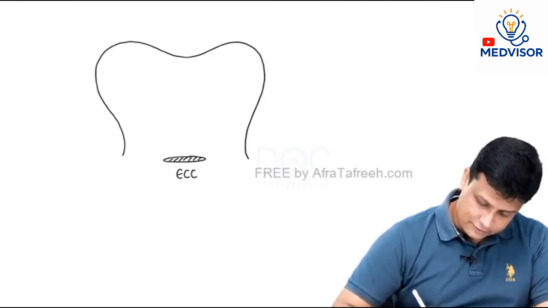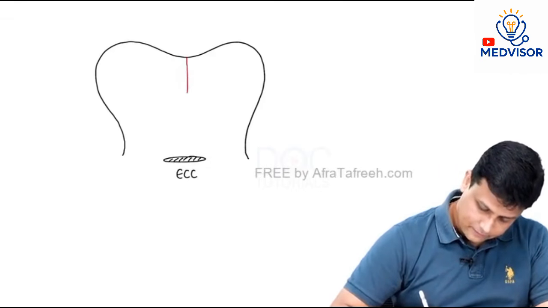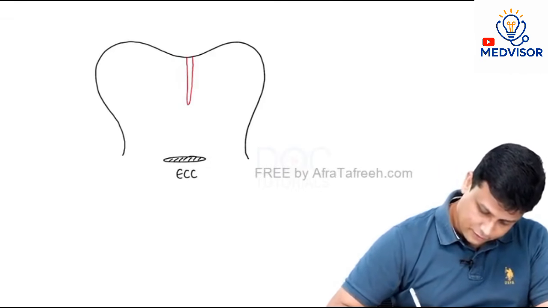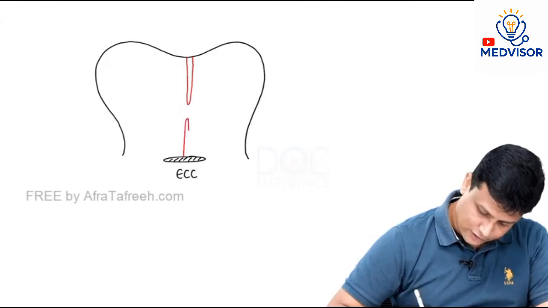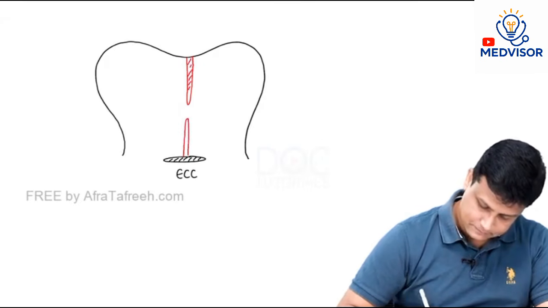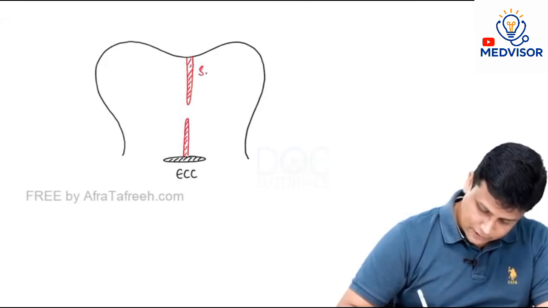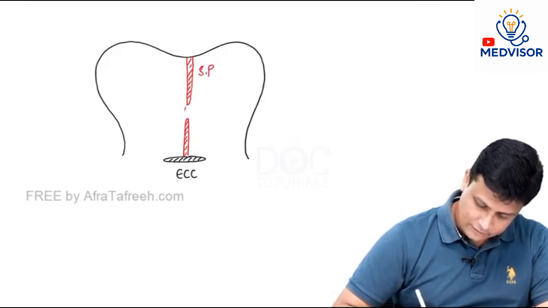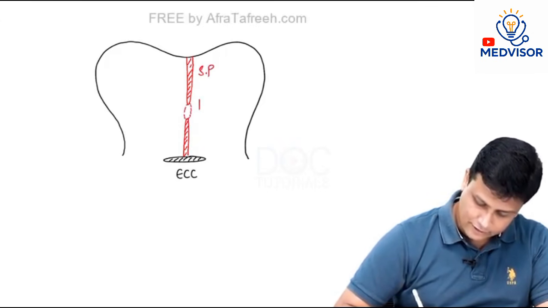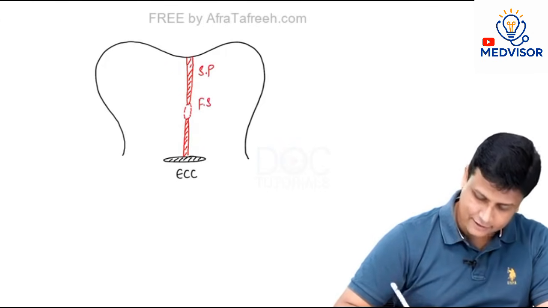I'm using the same color for the septum primum. So septum primum moves down and it is going to fuse with the endocardial cushion. But what is going to happen here? In the middle of that, one more foramen is formed here, and this time it is foramen secundum.